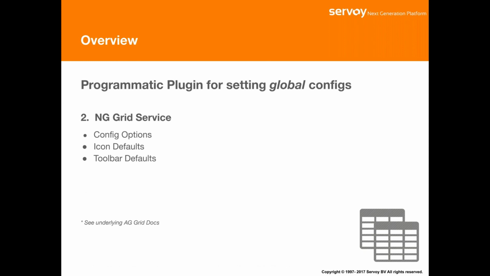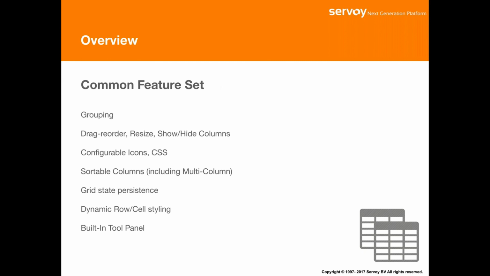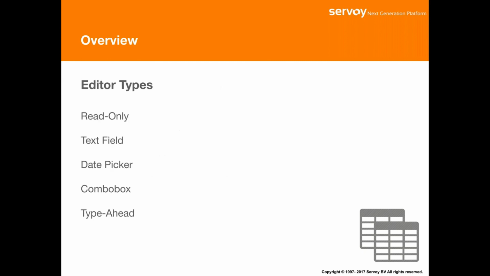The fourth thing that I showed was the ng service. That is new in this release, and that was a plugin which allows you to programmatically set your global configs for things like icons, toolbars, low-level configuration. And you can override that on the component level if you want to. So that's a nice control there. I think you get the idea here, some of the editor types that we were able to show.